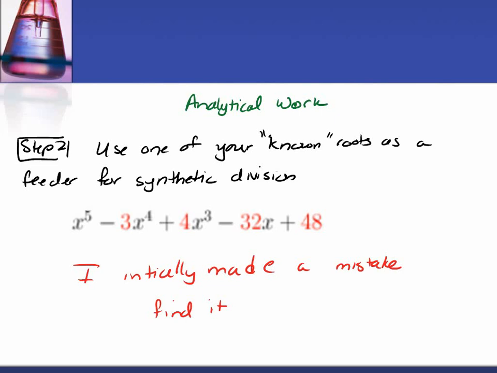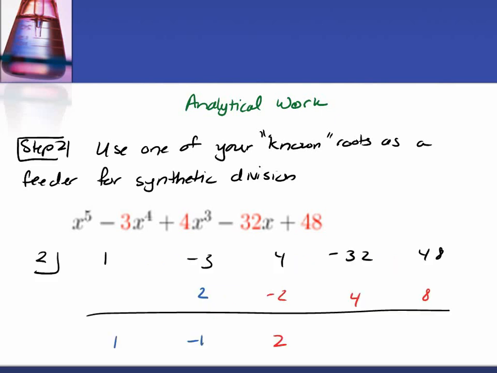I initially made a mistake with synthetic division. I want you to find it. So I'm going to go through the next few slides. So here's what I did. I lined up all the coefficients, 1, -3, 4, -32, and 48. And I started down the path. And I got up to here and I knew what was wrong. Hold up. Something's wrong. And I know it's wrong because 2 times -28 is not -48, and it's supposed to have a 0.